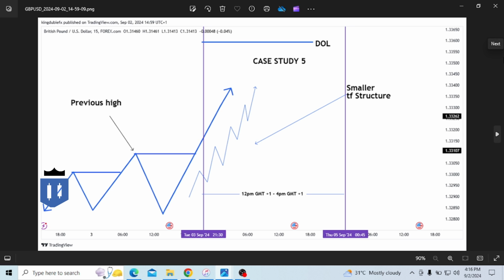So case study 5 is a scenario whereby the market has broken a previous high before, but not in this trading session. Let's say, if this is the London session, maybe it happened the previous day.